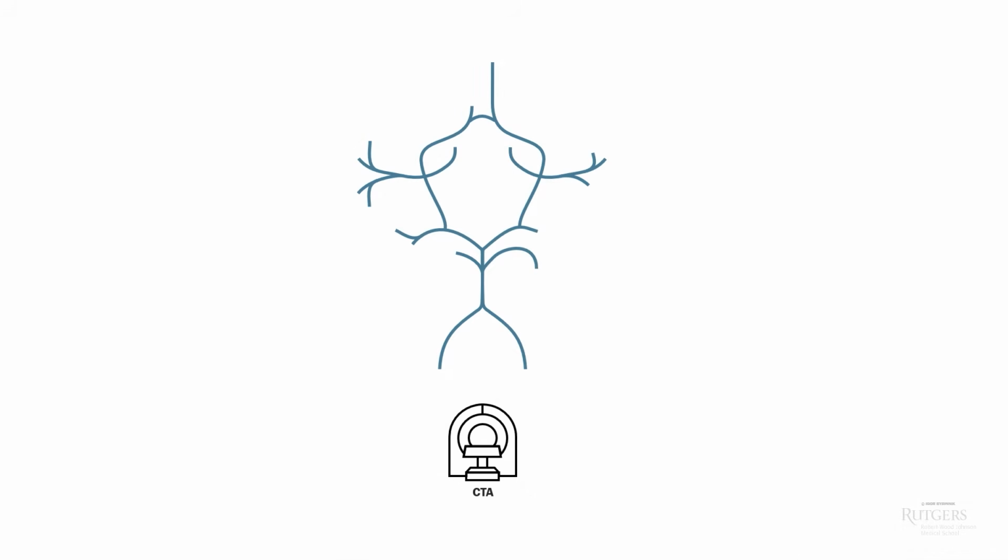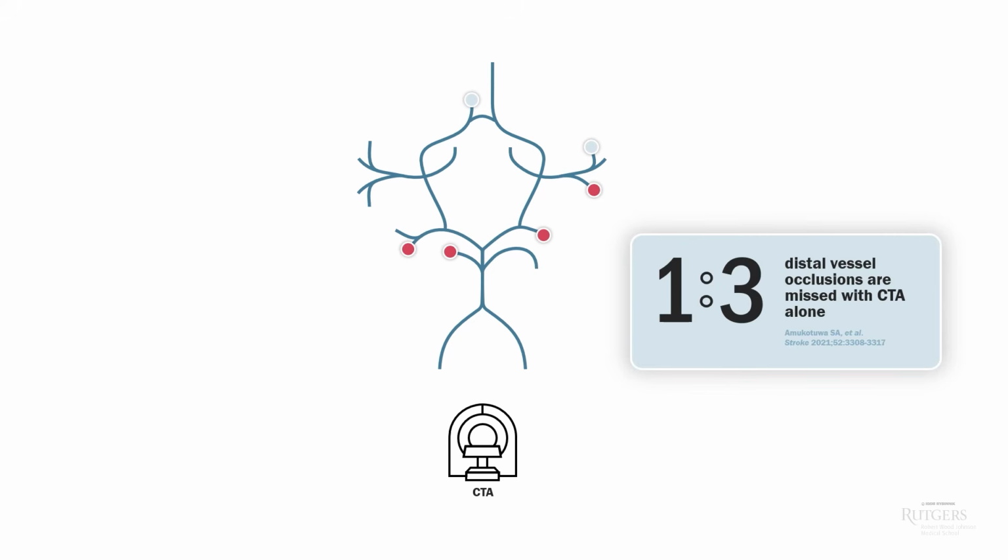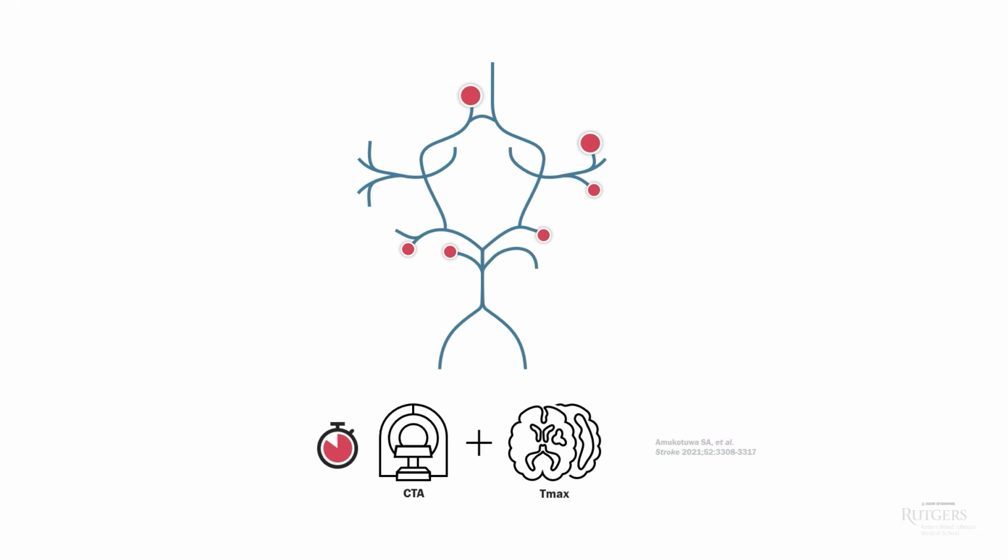Even in experienced stroke centers, 1 in 3 distal vessel occlusions are missed with CTA alone. And interpretation of CTA is time-consuming. I mean, how many CTA reconstructions did we just have to review to catch that one medium vessel occlusion? Retrospective series suggest that adding Tmax helped catch virtually all of them. And as a bonus, when CT perfusion was available in these cases, CTA was cleared faster and with more confidence.